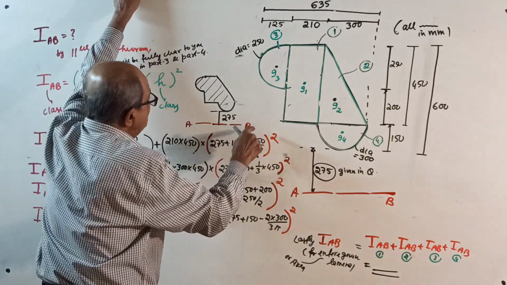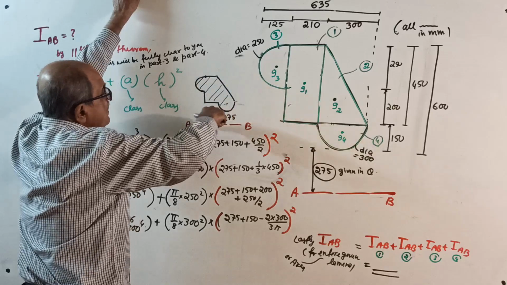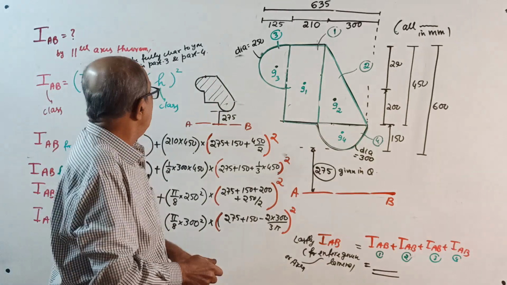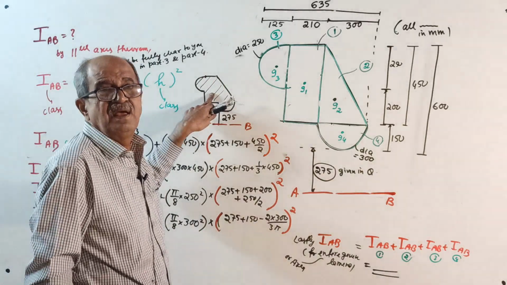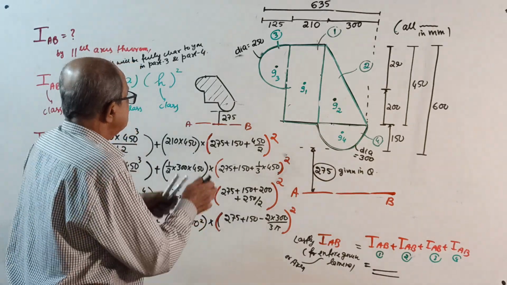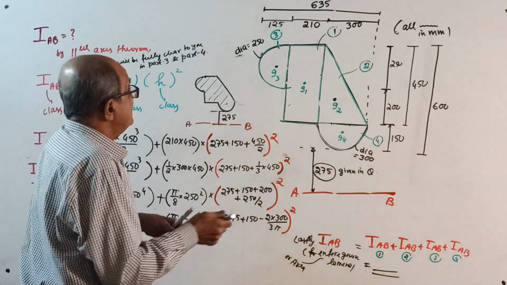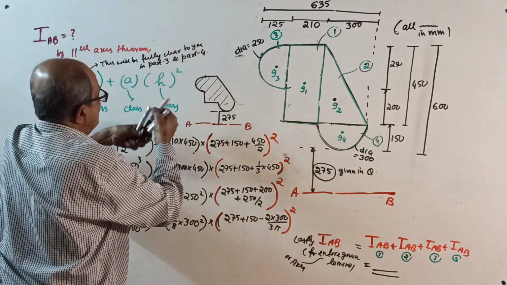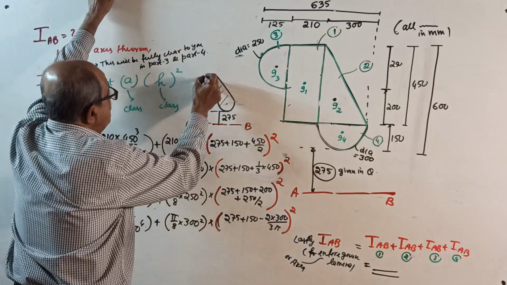About this axis, you require the moment of inertia of this entire area. What do you do? The entire area is a random arrangement. So first you write the statement, then divide into parts. See, divide into parts.